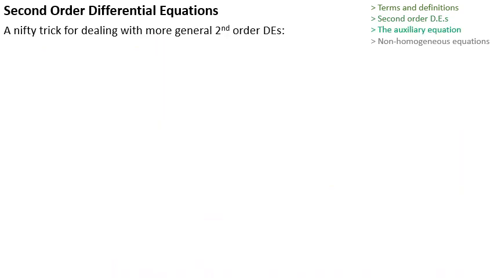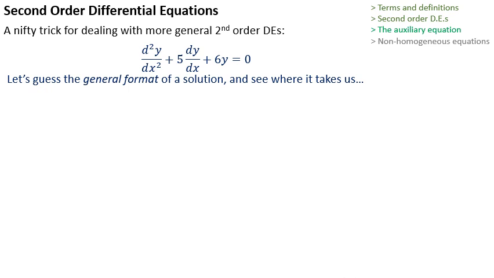Now we're going to look into something called the auxiliary equation. This is a really useful trick for dealing with those more generalized second order differential equations. Let's start with this example. y'' + 5y' + 6y = 0.